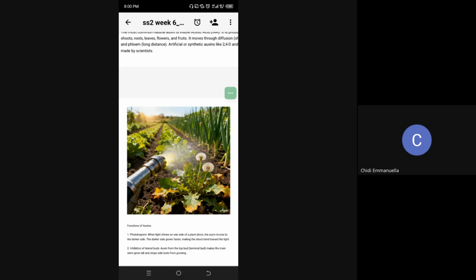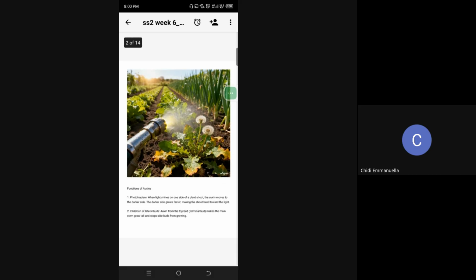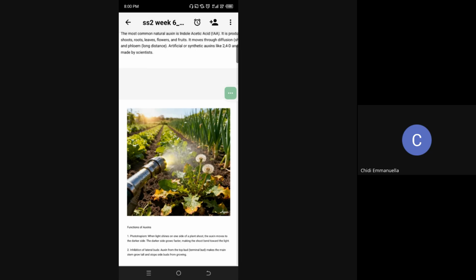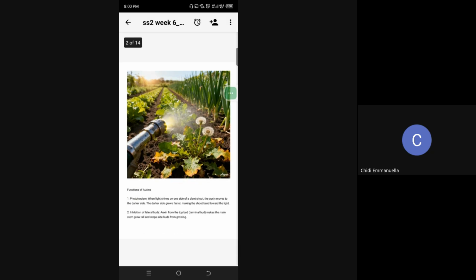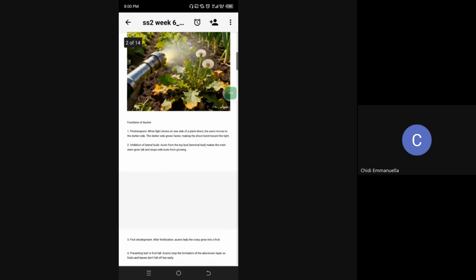Okay. So this is a diagram showing somebody that is making use of the 2,4-D to get rid of pests. Okay. Now, functions of auxins. Can you see it up on the screen? Yes, sir. Okay, try and read number one.